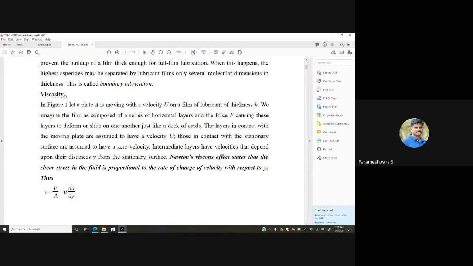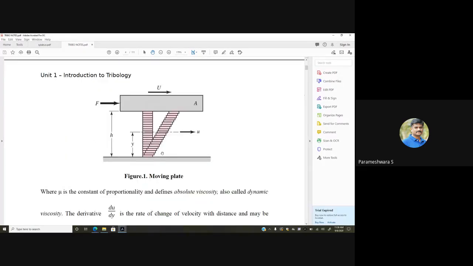In figure 1, let A be a moving plate with a velocity u on a film of lubricant of thickness h, and we imagine that the film is composed of a series of horizontal layers. See what happens when you observe a fluid flow: the fluid flows layer by layer by means of shearing action. Look at this, the fluid particles flow layer by layer due to shearing action.